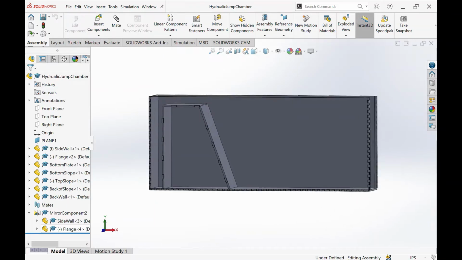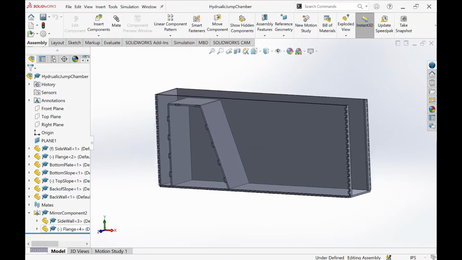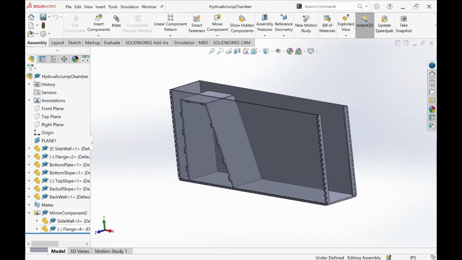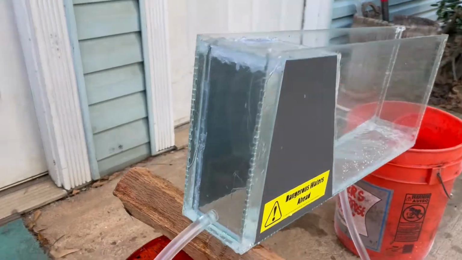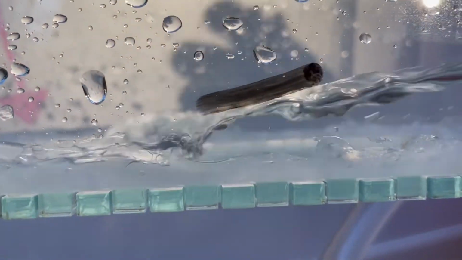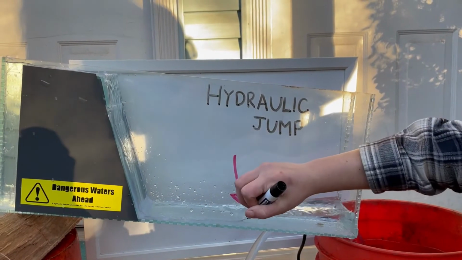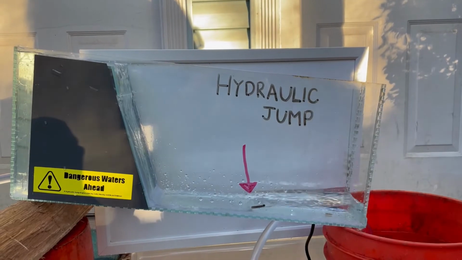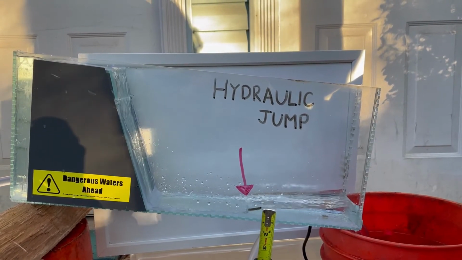With confidence in our calculations, we drafted a design using SolidWorks that could illustrate both safe and dangerous hydraulic jumps and constructed an acrylic channel. Here, we show a hydraulic jump that is considered safe for swimmers. The hydraulic jump is evident in the channel. Our measured jump is 0.65 inches, very close to what we calculated before.